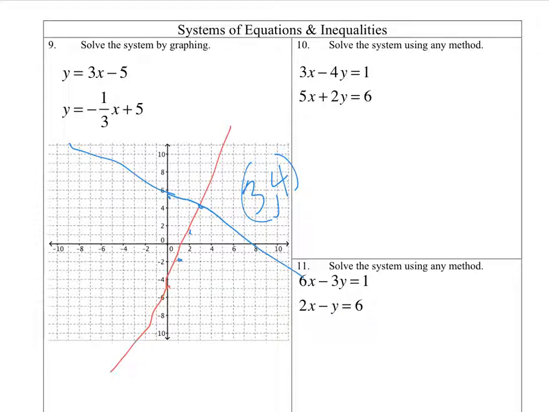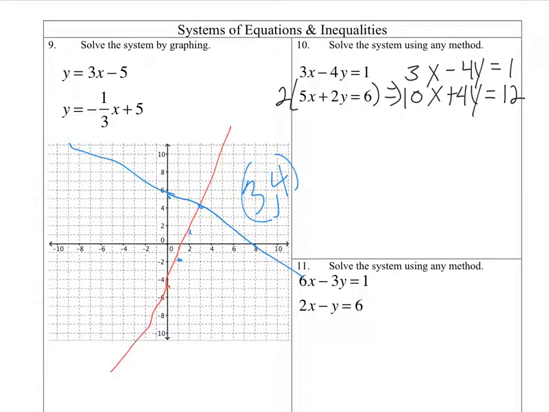Number 10, solving using any method. I noticed that nothing here is easily solved, but if I multiply the bottom equation by 2, I get 10x plus 4y is equal to 12. And on top, I've got 3x minus 4y is equal to 1. If I add these 2 equations, I get 13x equals 13. I can eliminate my y's pretty easily. That means that x is equal to 1.